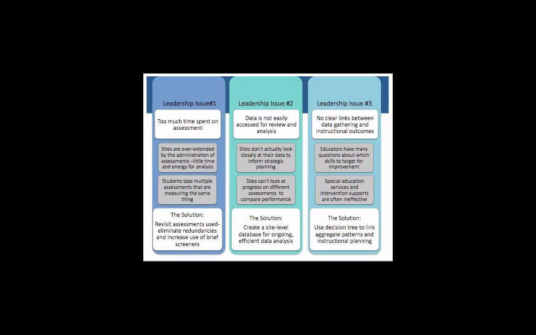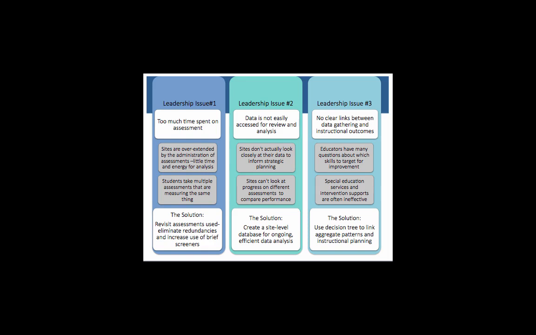In many of our schools today, however, we face a number of leadership issues that we must overcome if we are to implement effective assessment systems. The first leadership issue that we encounter at many school sites is that too much time is spent on assessment, and much less time is allocated for analysis. In other words, we're spending the majority of our time on administering assessments rather than using the data that we collect.